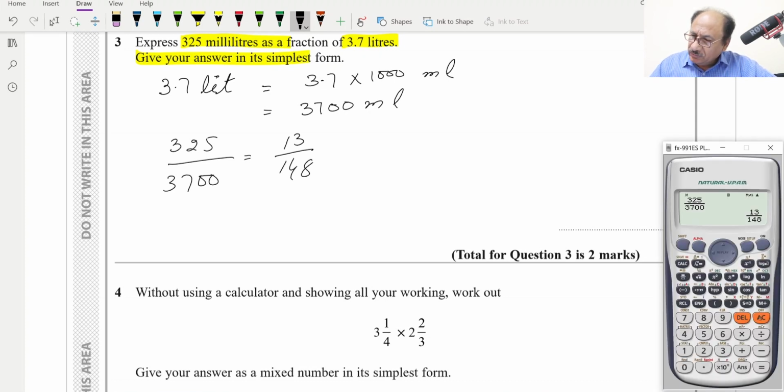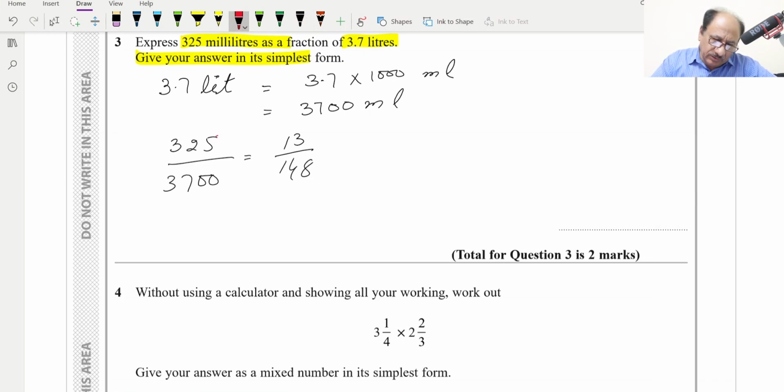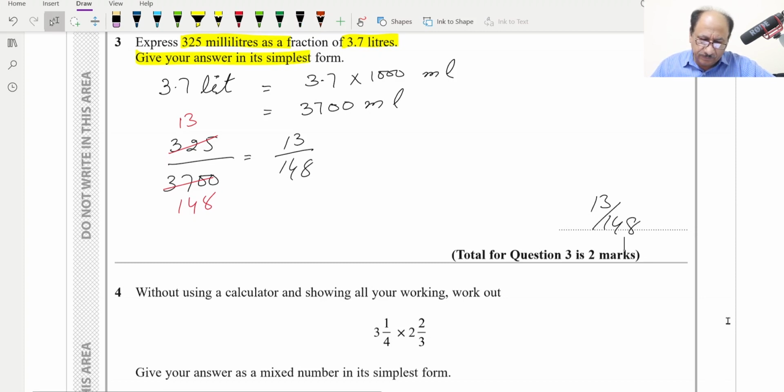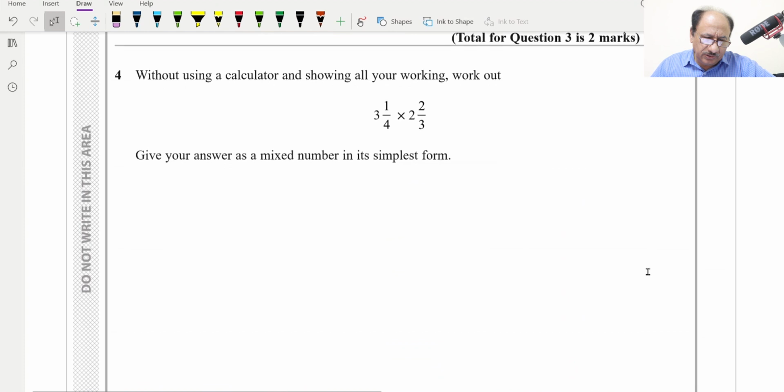325 divided by 25 is equal to 13, so we can cancel here by 25, and 3700 divided by 25 will be 148, and that's also our answer over here, 13 over 148. This will be our final answer.